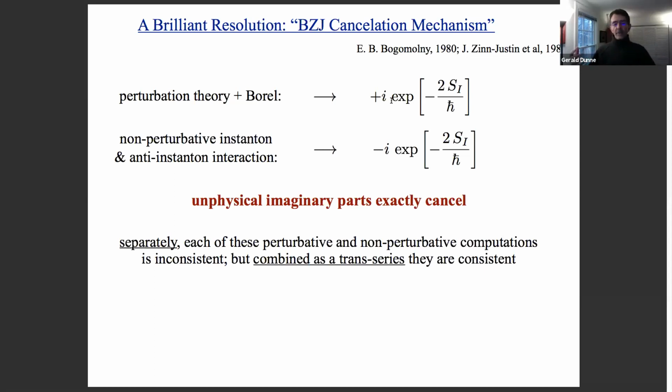So these unphysical imaginary parts that appear in these two, in principle, separate calculations that you thought were different and independent actually cancel one another. And this is the first example of a trans series.